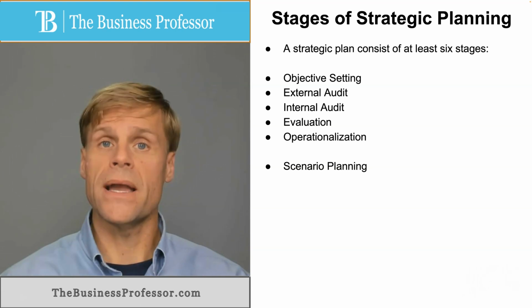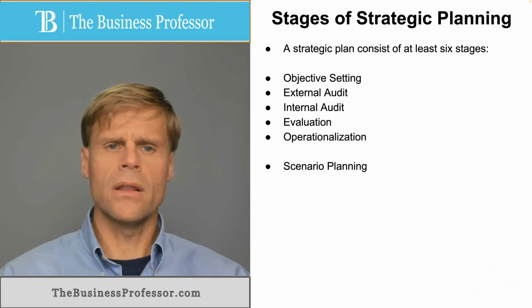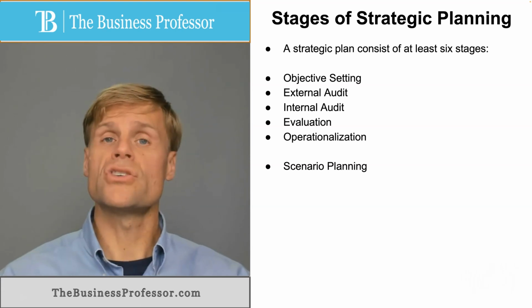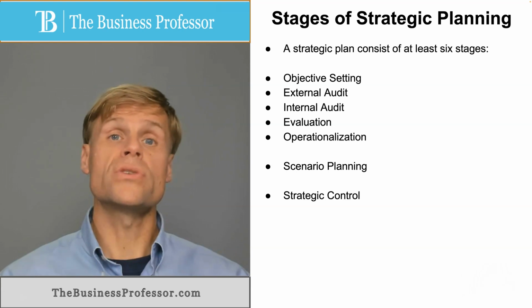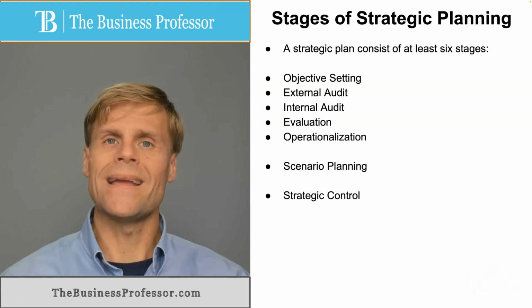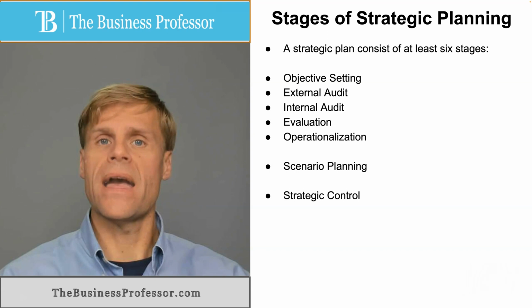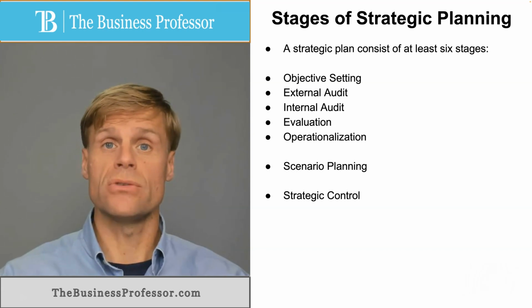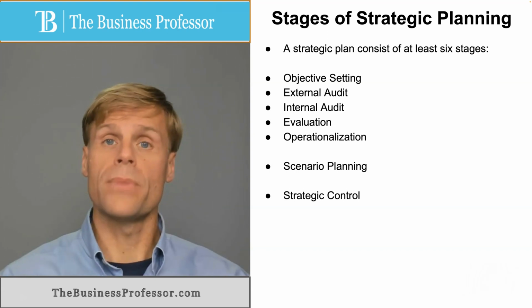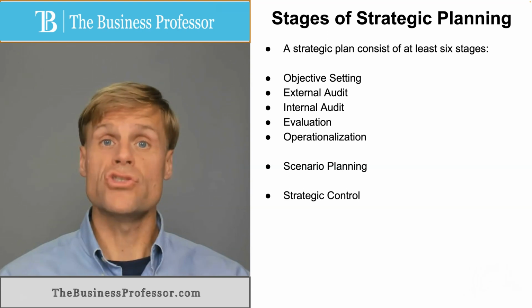Now, some other things that might come up are scenario planning, which is ways of coming up with long-term contingent plans that are flexible to deal with uncertain scenarios, or strategic controls. That is, the processes that you put in place to evaluate how the strategic plan is performing so that you can get feedback and make any necessary adjustments to the strategic plan based upon the effect or output of what you're doing. So overall, these are the stages of strategic planning.